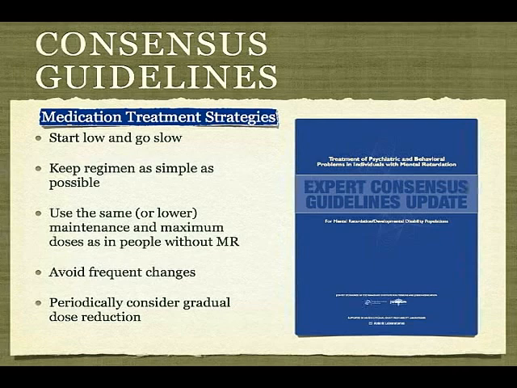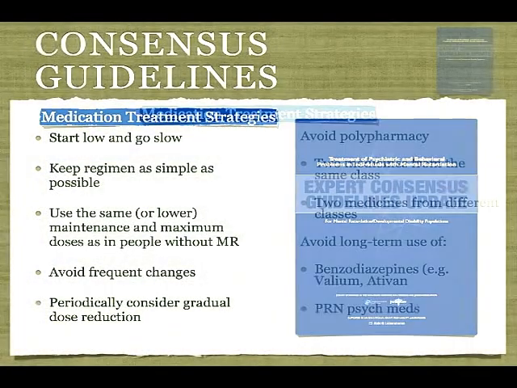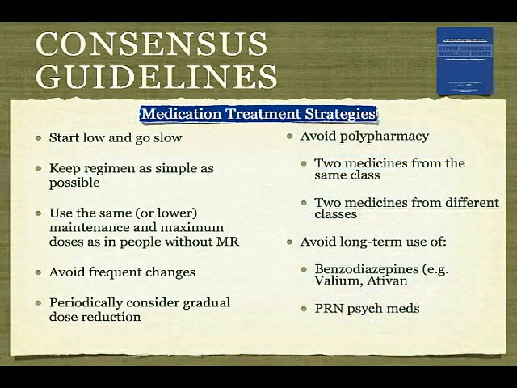The consensus guidelines recommend that you keep treatment regimens as simple as possible. Okay? They want you to use the same type of dosing or less than you use in the general population. They want you to avoid frequent changes and avoid using multiple medications in the same group. Okay? That's called polypharmacy. There's a couple of different ways that's defined. Generally speaking, they advise against using multiple medicines from the same class, right? That's 2 antipsychotics, for example, 2 antidepressants, 2 anticonvulsants for behavior treatment.